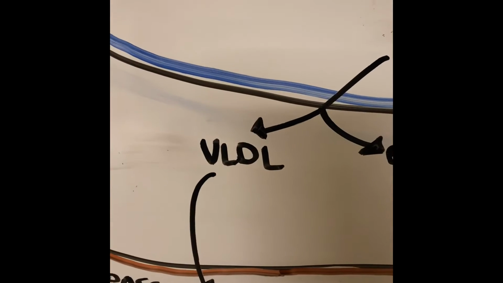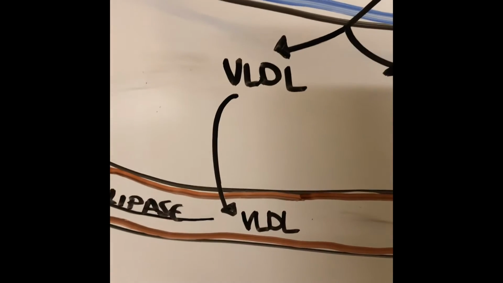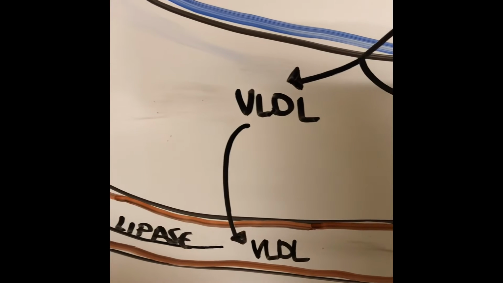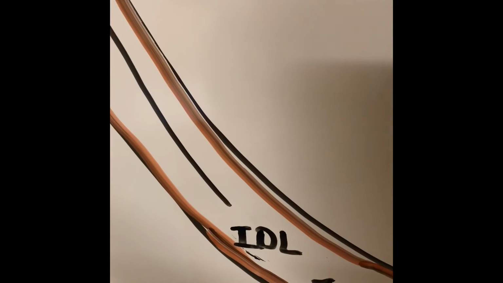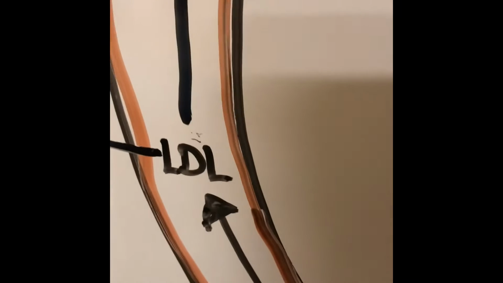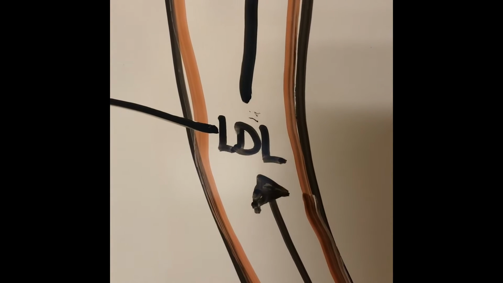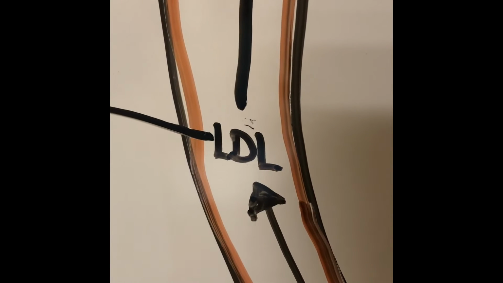So we're going to go to the second one. The second one is VLDL, or very low density lipoproteins. Very low density lipoproteins are going to enter into the blood, and it's going to use lipase to convert into intermediate density lipoproteins. And from there, it's going to circulate, and through circulation it converts into LDL, or low density lipoprotein. So LDL has a higher ratio of lipids than proteins, and the lipids are primarily cholesterol.